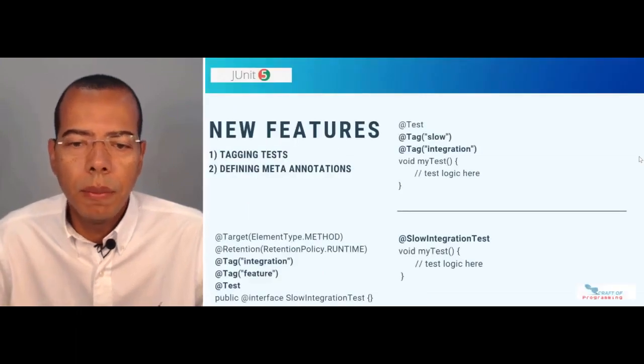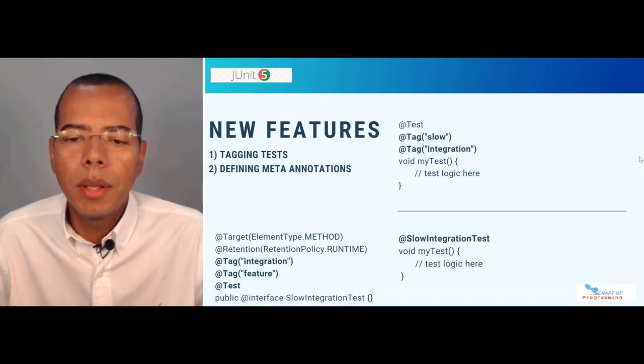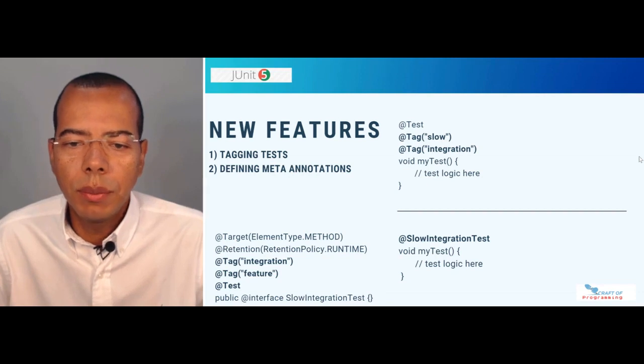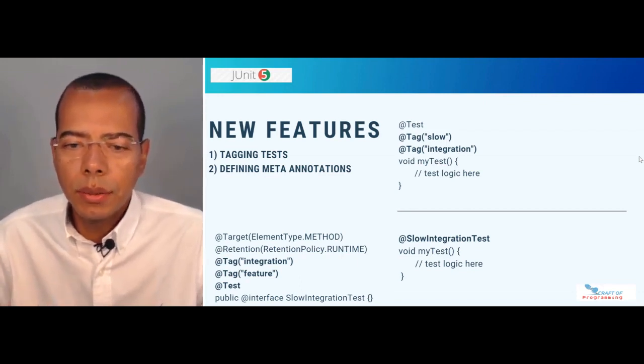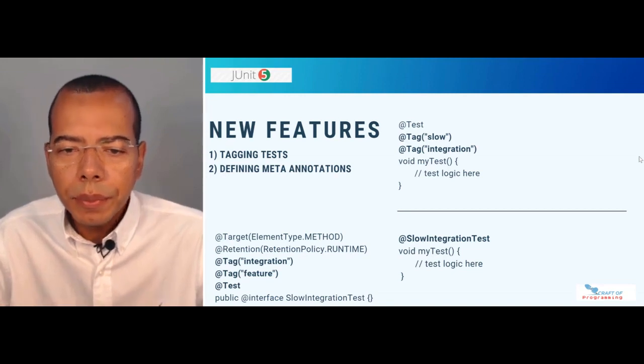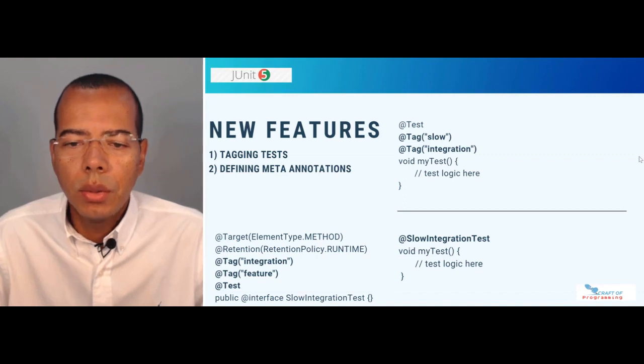So, tagging tests. In JUnit 4, you would use categories to do something equivalent. This tag annotation enables you to just pass a string, and that's how you tag your tests. For example, here in my test, I am using the tags slow and integration to tag it. That's how I would tag these.